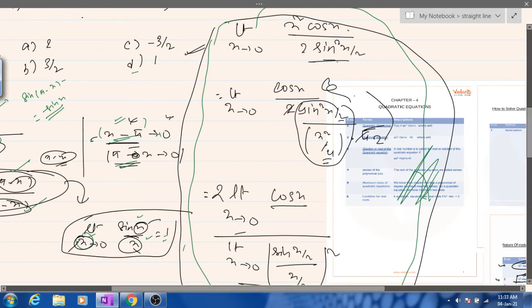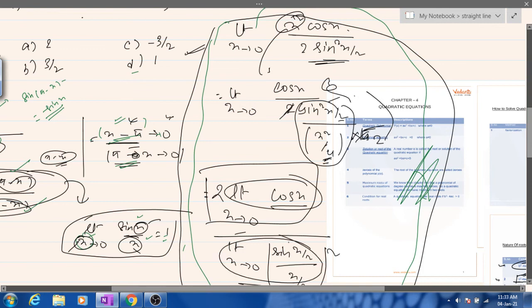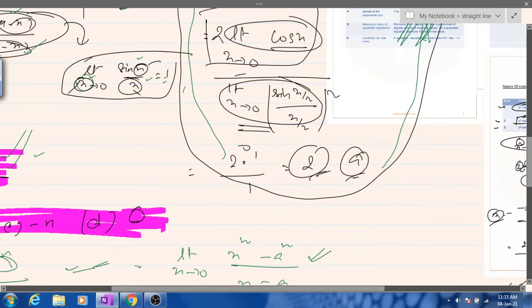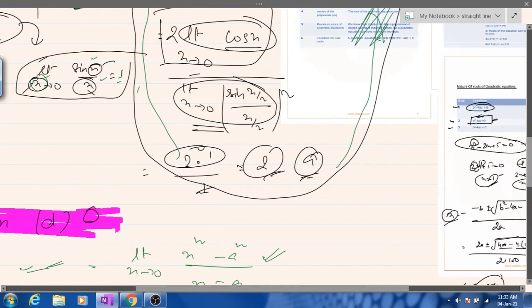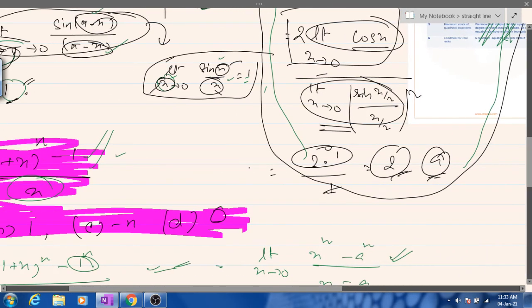One minus cos x can be written as 2 sin square x by 2. Then bring this x square down out here and multiply and divide by 4. Then deduct this thing and separate the limits. You get 2 cos x. This will be 1 and this will also be 1. So finally your answer comes out to be 2, which is option number A. Okay, that's it for this numerical.